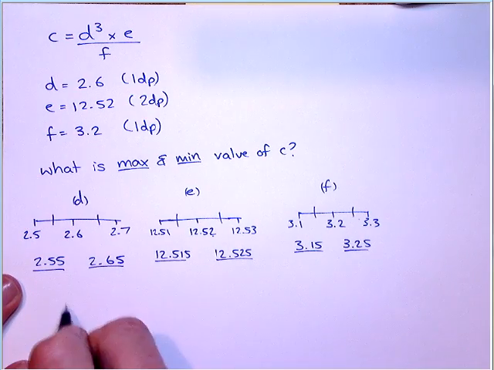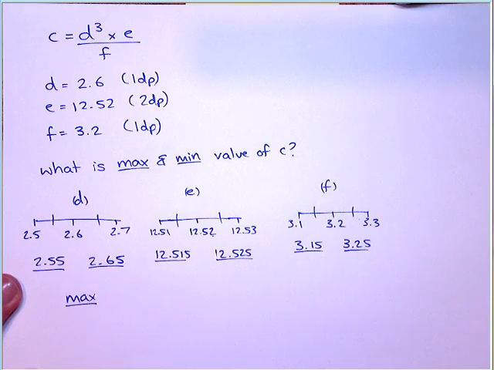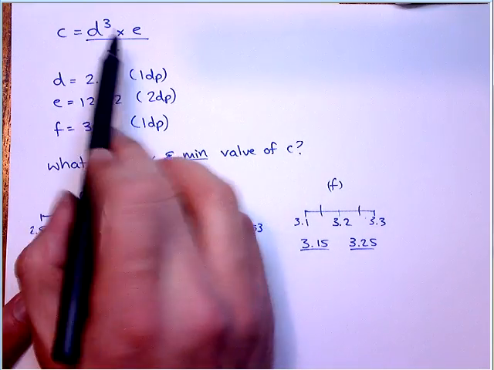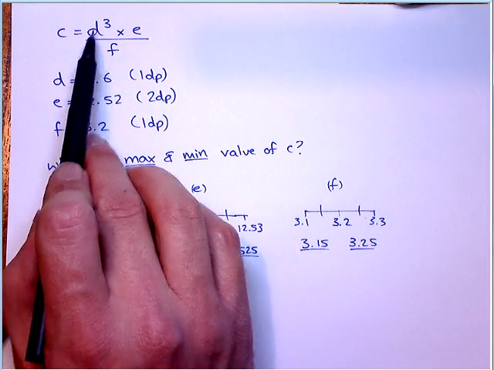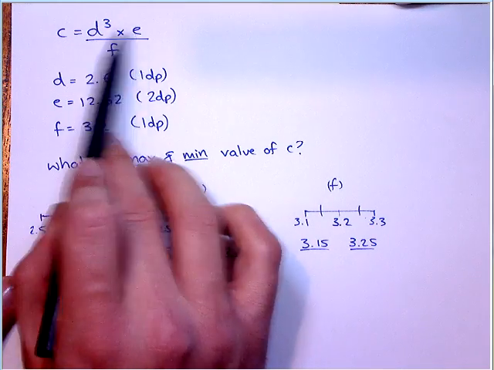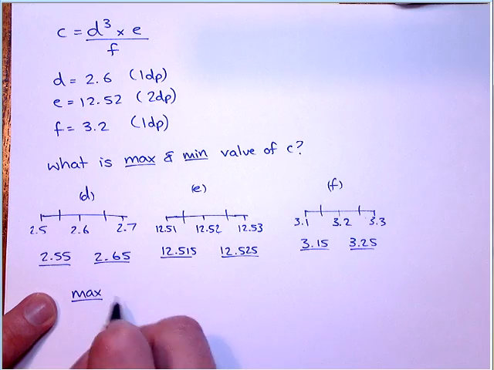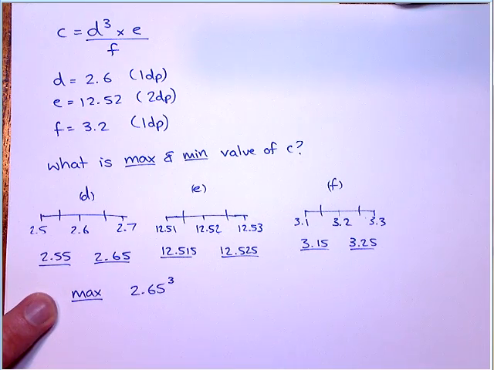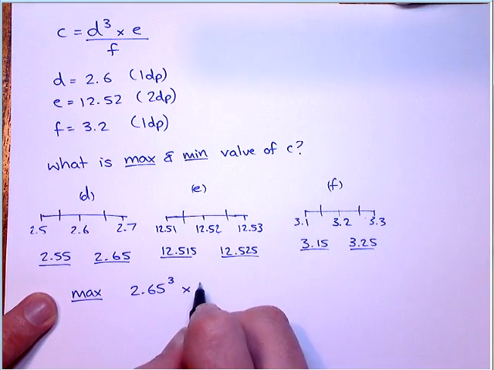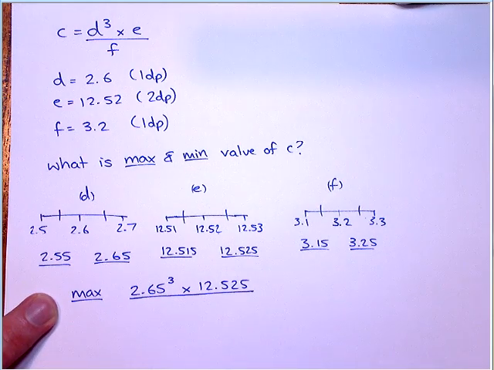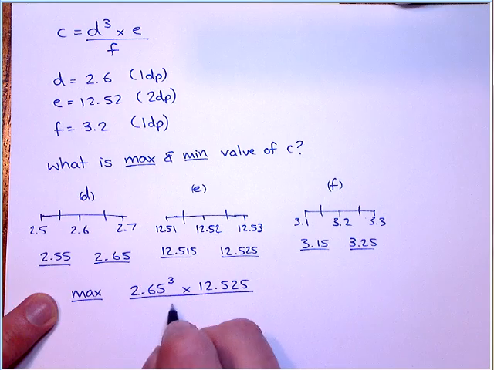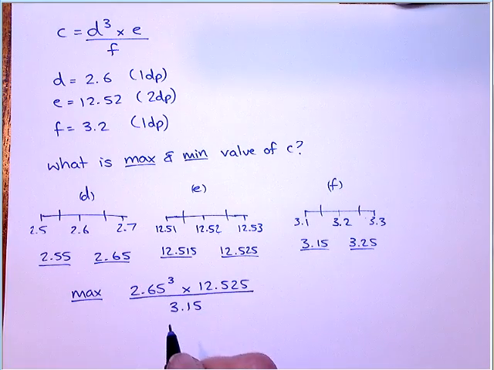So the maximum and the minimum value for C. Let's do maximum first. So again, it's division, so we need to make this top part as big as possible and this part as small. If in doubt, just do all four. So it's multiplication, so I just need to make this number and this number as big as possible. So D, the biggest one, is 2.65 cubed, times E, the biggest one, is 12.525. And we want F to be as small as it will possibly go, so we're going to have 3.15. Now, let me just type this in. I've got an old-fashioned calculator without a cubed button at the moment. It's quite annoying. So bear with me.